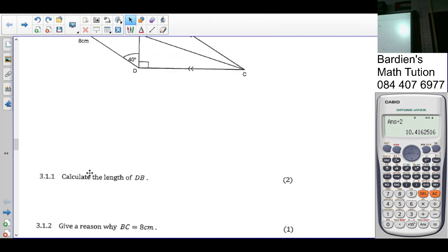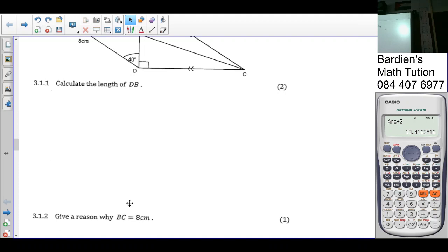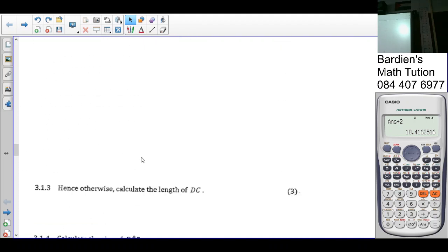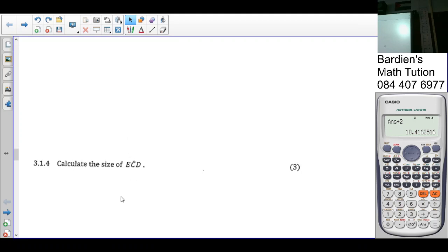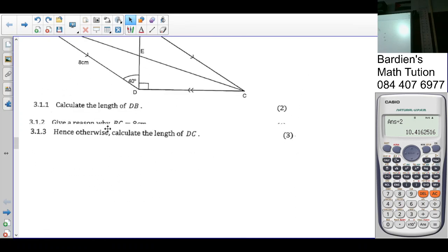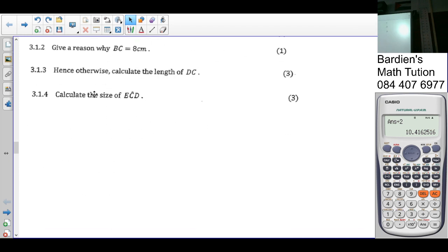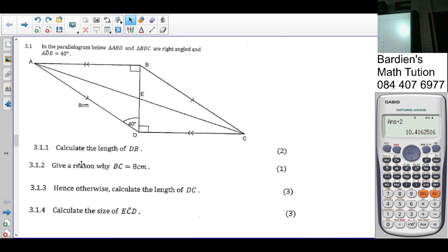So the first question, 3.1.1: calculate the length of DB, this length.